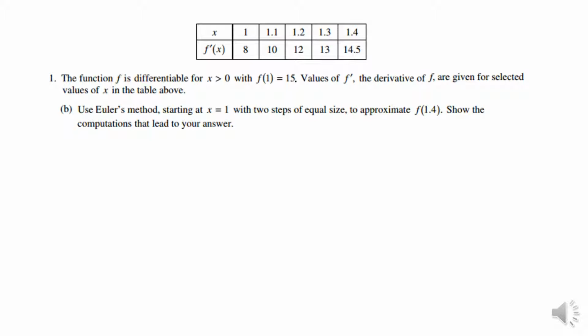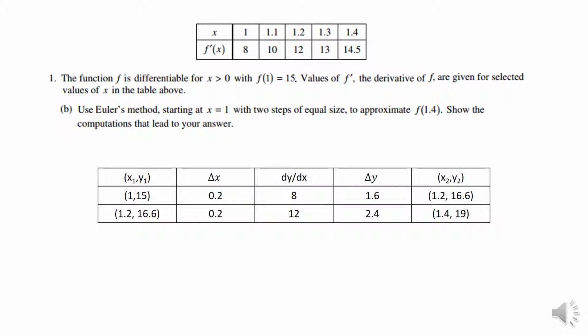Okay, so we're going to try the same problem with Euler's method. And again, I recommend that you pause the video. So to do this, again, we're doing the same thing of identifying the initial condition, which is x equals 1 and y equals 15. And then to find our step size, we're starting at x equals 1, trying to get to x equals 1.4. And we're using two steps of equal size. So that's going to give us a step size of a change in x of 0.2.